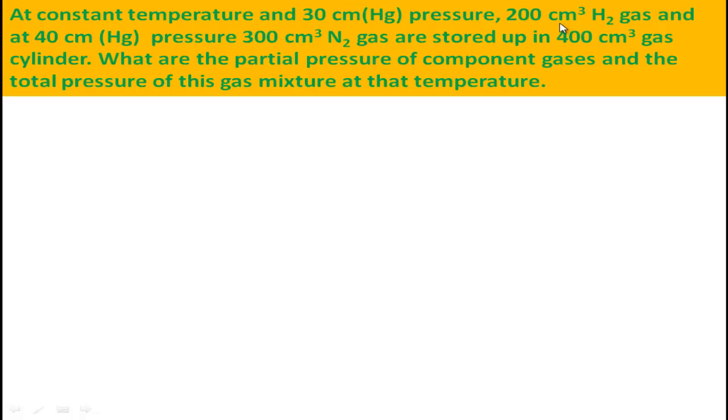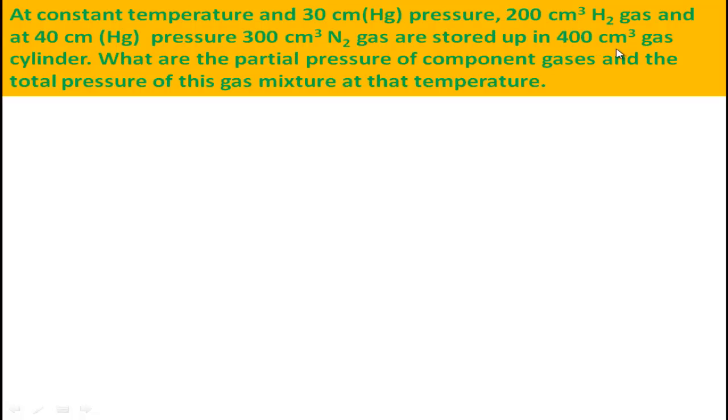1 centimeter cube is equal to 1 milliliter, so it will not be a problem. Follow here: two different gases, hydrogen and nitrogen, are stored in different vessels, but next they are mixed in another vessel of 400 centimeter cube volume. So here you have to divide not by V1 plus V2. Here the total volume will be 400 centimeter cube.